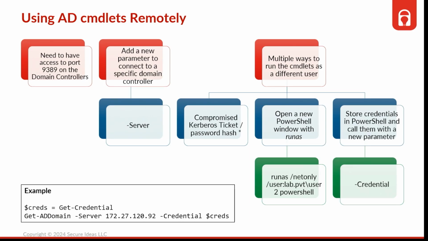But then if you want to run it as different ways, you can use Kerberos tickets, use Mimikatz, do pass the ticket, pass the hash, etc. out of your own new PowerShell window. You can also do the runas /netonly, very good way of getting there. Lets you do all sorts of things. And then you can also store credentials in PowerShell and use -Credential.